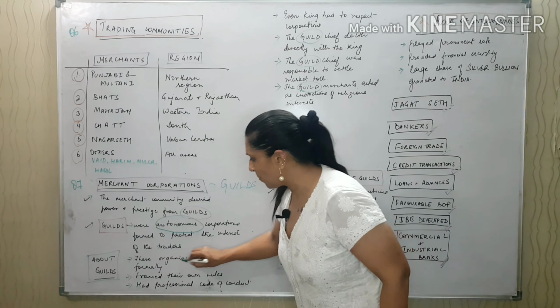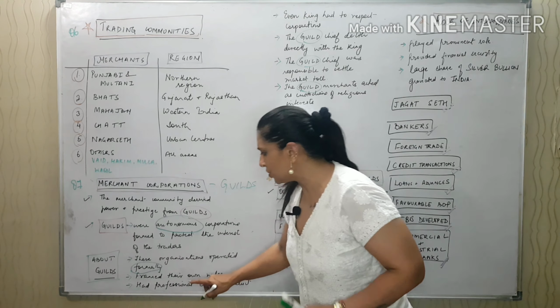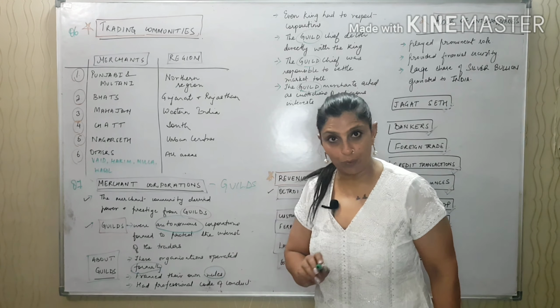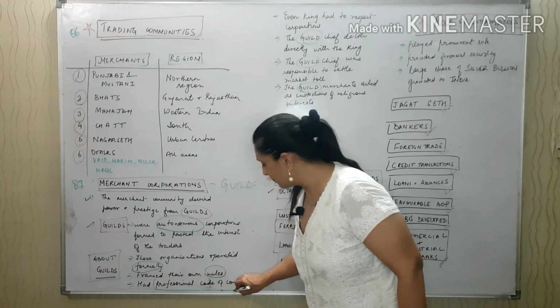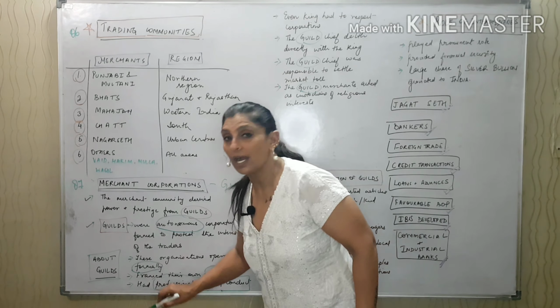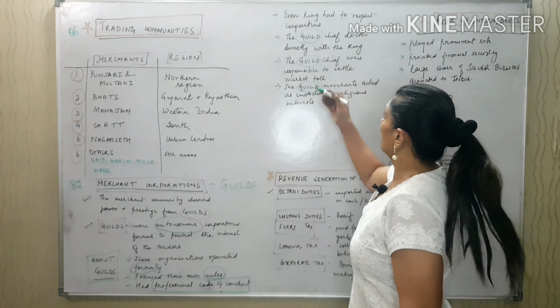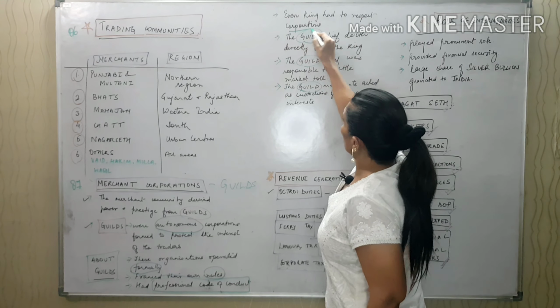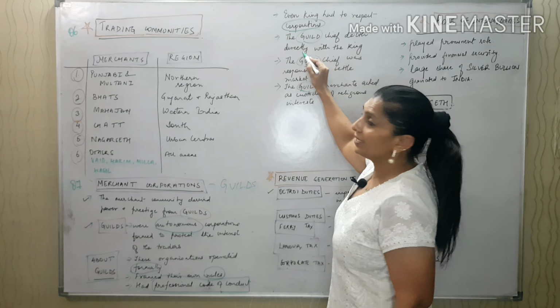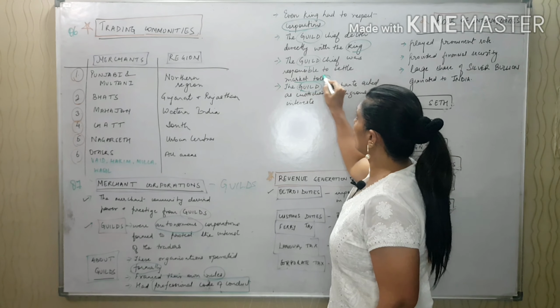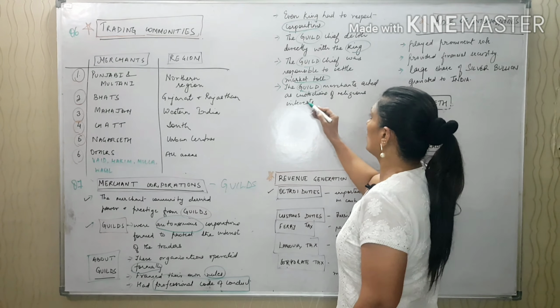Then these organizations operated formally. They had a total formal structure. Then they had their own rules and regulations. Like I told you, they had a professional code of conduct. Guilds had their own code of conduct. Even the kings used to listen to the chief of the guild. So even the king had to respect the corporations. The guild chief dealt directly with the king. The guild chief was responsible to settle market toll taxes. Just like now, even then there used to be toll.